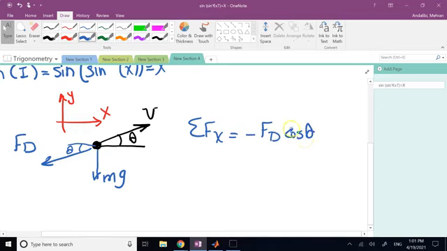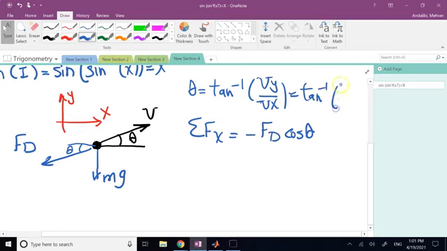Now what is theta itself? As you know, theta is tangent inverse of vy over vx, correct? It gives you the angle of the velocity, or if you want to write it in terms of x dot and y dot, you can say y dot divided by x dot.